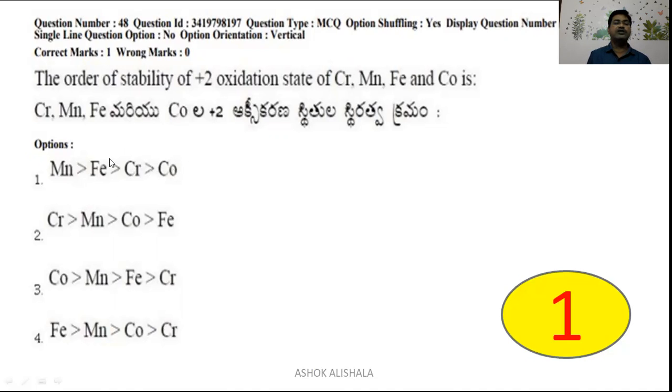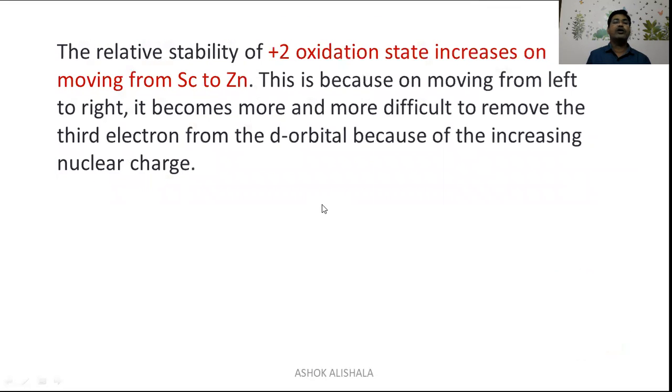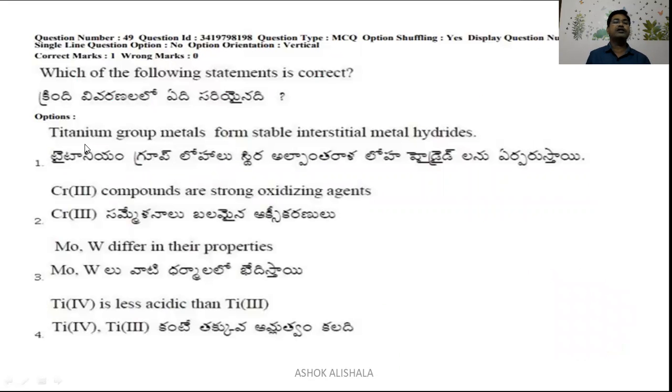These are not a general trend, but the general trend is that going from left to right, with the decreasing size, the +2 oxidation state stability increases. Okay. Now come to another point. Here, which of the following statements is correct? Sometimes you will get questions asking which is not correct, but here you find out which is the right statement.